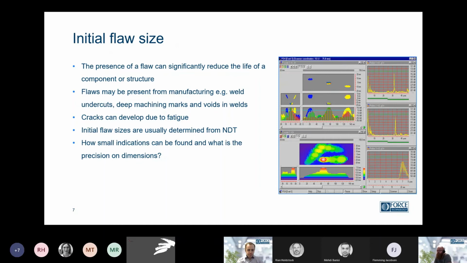And again, the initial flaw sizes are usually determined from NDT, and here it's quite important to know what flaw size you can actually determine from the NDT method with a high enough probability that you will find them, if that is 3 millimeters or 5 millimeters in length. So again, with the initial flaw size, there's some kind of uncertainty based on what NDT method is used and what is the probability of actually finding a specific flaw size.